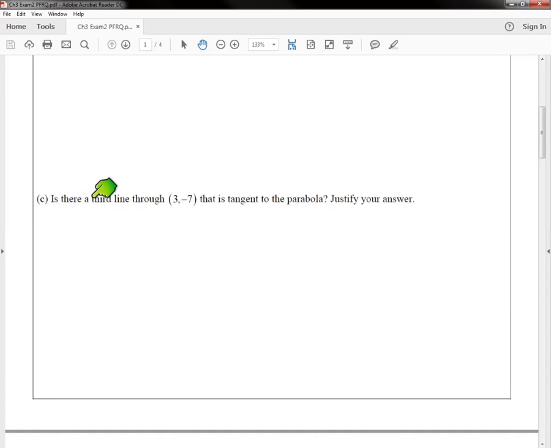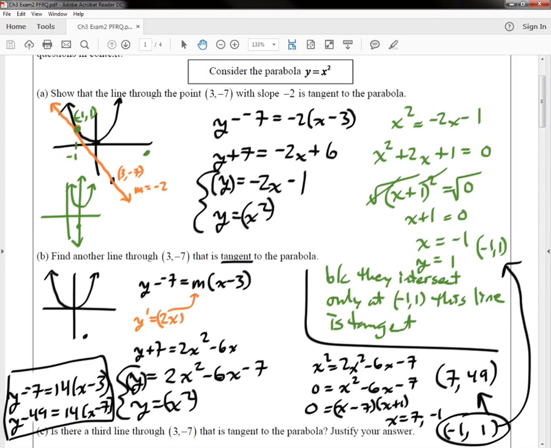Look at this question. It says, is there a third line through this that is tangent to the parabola? Now, justifying your answer would just include explaining your work. You can say, well, from earlier, I only got two x values, a 7 and a negative 1, where a tangent line would intersect this curve, and 3, negative 7. Your work already proves it. You just have to reiterate it in words.